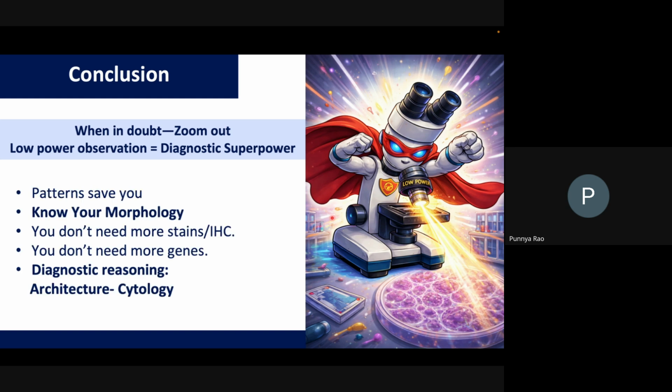Patterns save you. You should know your morphology. You don't need more stains. You don't need IHCs. You don't need more genes. What you need is diagnostic reasoning. So architecture, and then cytology.